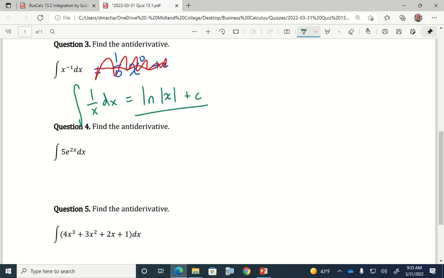Now question four says find the antiderivative, and this is going to just be our exponent rule. The 5 stays the same, and then I'm going to divide by 2 and then write e to the 2x plus c.